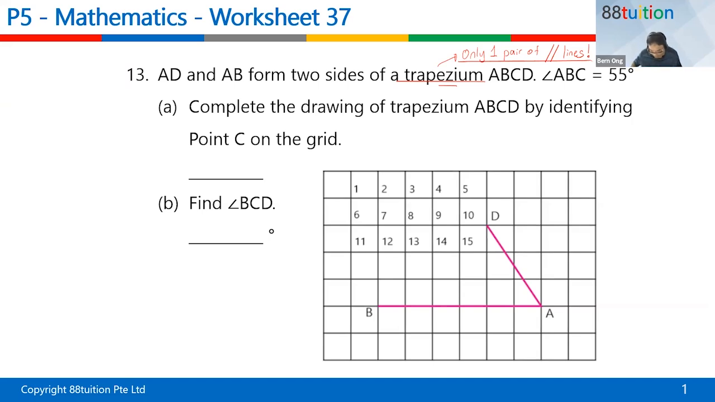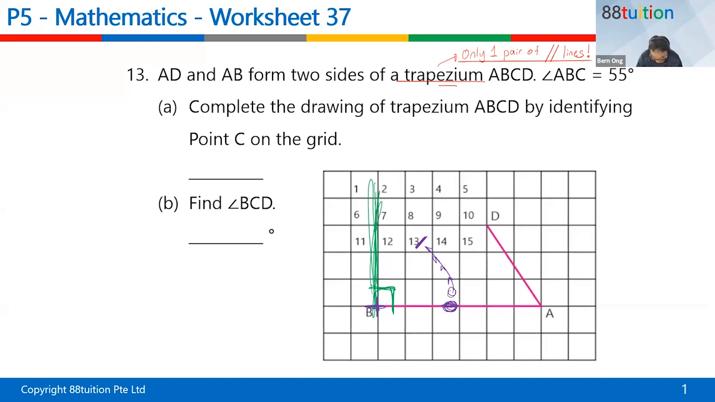The question said that ABC is 55. If you can do an estimation, this is like a 90, so it must be anything lesser than this. If you have a protractor, you put the cross of the protractor here, with the line pointing to the 0. You look at the inward scale. This is 10, 20, 30, 40, and 55 is down here, in the center of 50 and 60.